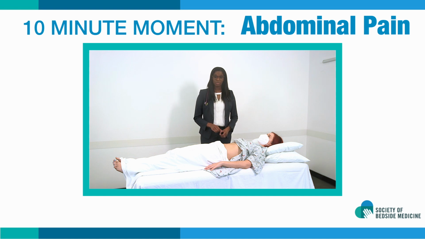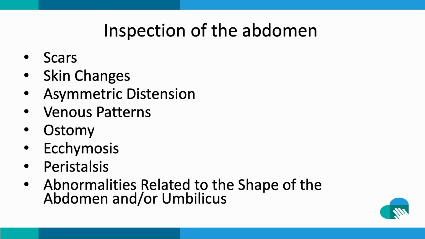While inspecting the abdomen, learners should ask themselves the following questions. Are there any scars from previous surgeries? Any skin changes that can be noted? Is there an asymmetric distension of the abdomen? For example, gross enlargement of the spleen, the liver, ovaries, or hernia? Are there any venous patterns consistent with liver disease? For example, caput medusa.